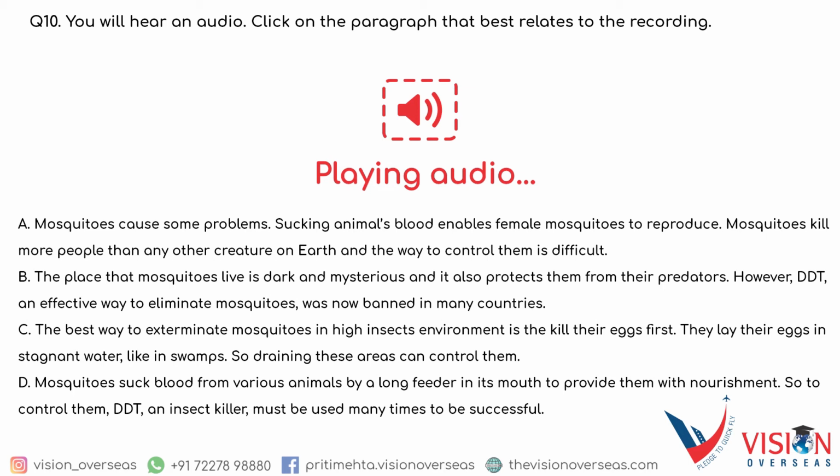Unfortunately, controlling mosquitoes is difficult since they breed and spread rapidly. They lay their eggs in stagnant water like in swamps. So draining these areas can control them. Insecticides, insect killers, can also eliminate them. DDT is one such insecticide. It's highly effective, but it's banned in many countries. Some people claim that DDT harms certain animals. Still, in countries that use DDT, there are fewer deaths by diseases transmitted by mosquitoes.